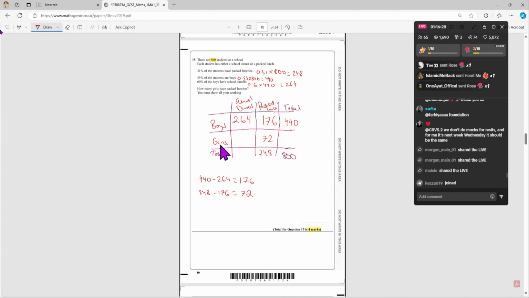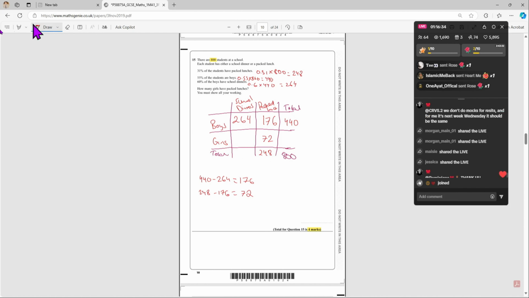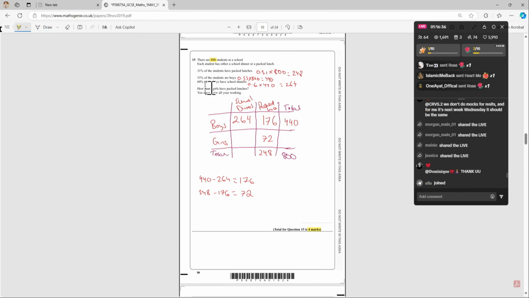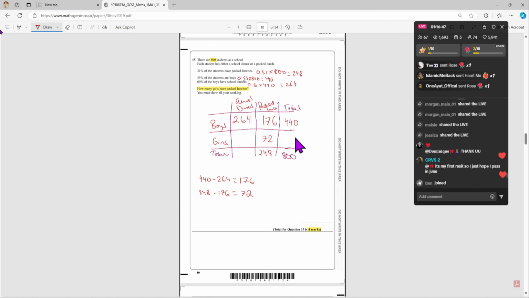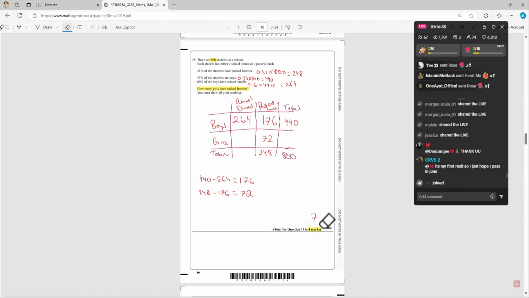Now, we do not have to fill in the other part of the two-way table, because we are asked to find out how many girls have packed lunches. We already worked that out. It's 72, right? So we don't have to complete the rest of the two-way table. We've got our answer, so we write 72 right there. 72 is your answer.